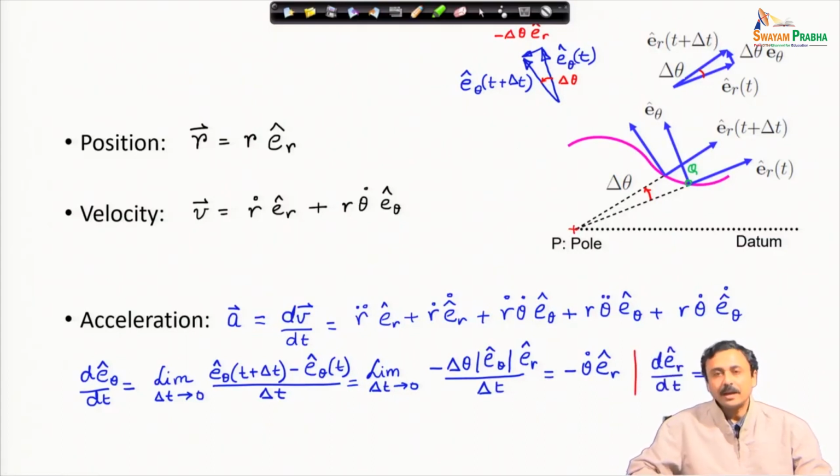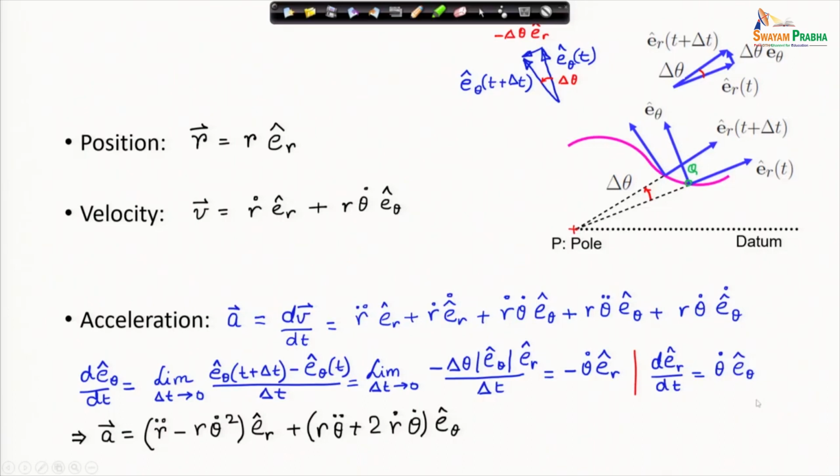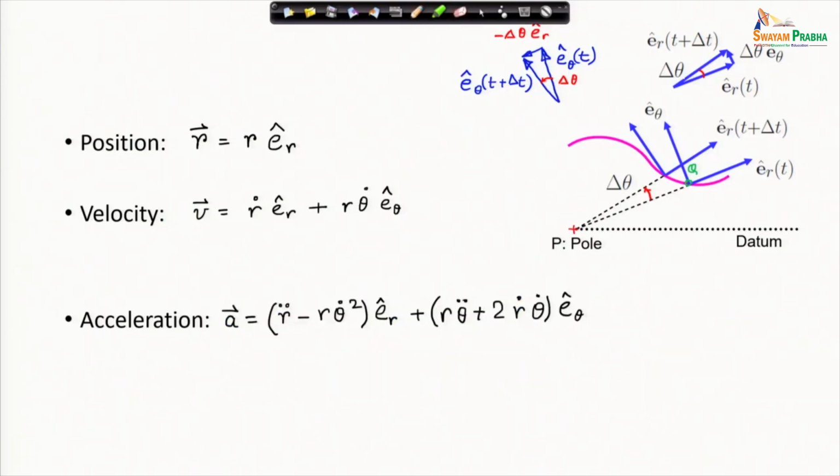Therefore, d e_r cap/dθ, this we had derived earlier, d e_r cap/dt is θ dot e_θ cap. Now, if you substitute these expressions in the acceleration expression that we have found and combine these terms and collect terms of e_r cap and e_θ cap, you come to this expression of acceleration. I will remove this clutter here and write down the acceleration separately for you to see.